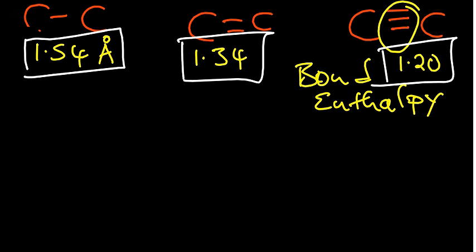So we've observed that the bond strength, which gives rise to bond enthalpy, the amount of energy required to break a bond, is higher in multiple bonds as compared to a single bond. And the bond length is longer in cases where the bonds are weaker, so a single bond is longer as compared to double and triple bonds.